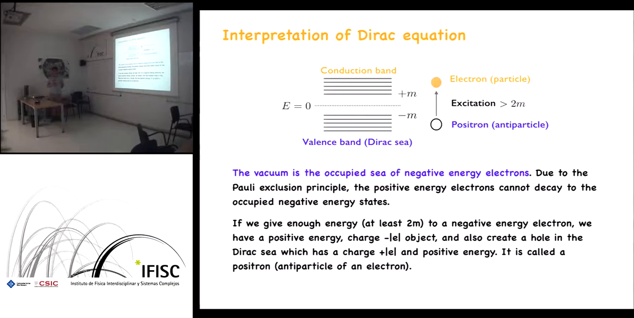According to Dirac, he introduced the so-called Dirac sea. It is very similar to the valence band in condensed matter. So according to him, the vacuum is the occupied sea of negative energy electrons due to the Pauli exclusion principle. A positive energy electron cannot decay to the occupied negative energy state. This picture is very similar to the picture in condensed matter theory. Anyway, if we give enough excitation energy, a negative energy electron is excited here, so it has a positive energy, but it leaves a hole in the valence band. So in this way, he explained the origin of the negative energy. So by exciting an electron, we created a particle and antiparticle.